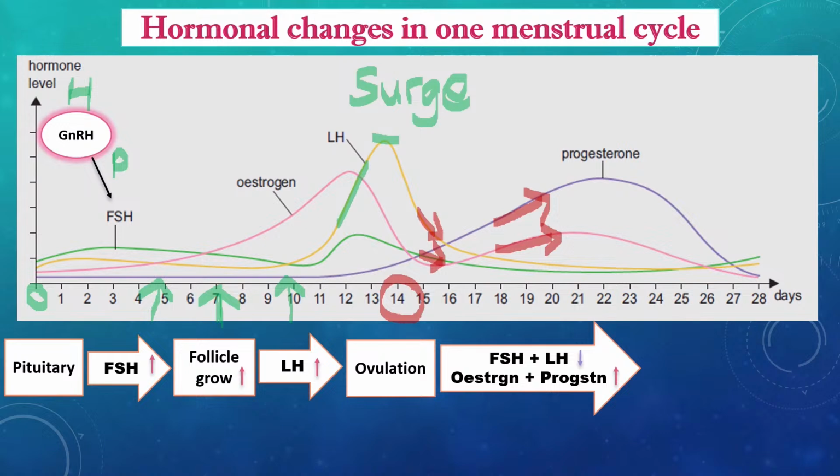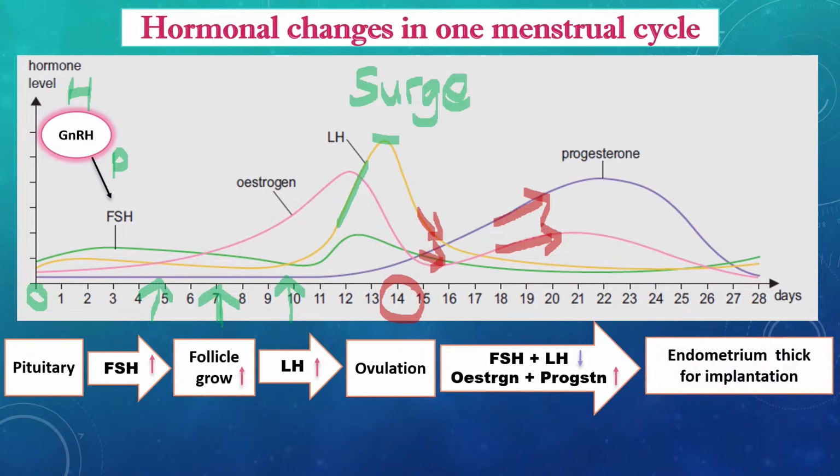So after ovulation, hormones from the pituitary will be suppressed. Hormones from the ovary will be stimulated. This will continue with thickening of the endometrium wall for implantation. As the progesterone increases, the endometrium wall will also increase, preparing for implantation. This is the entire hormonal change for the whole of the menstrual cycle.